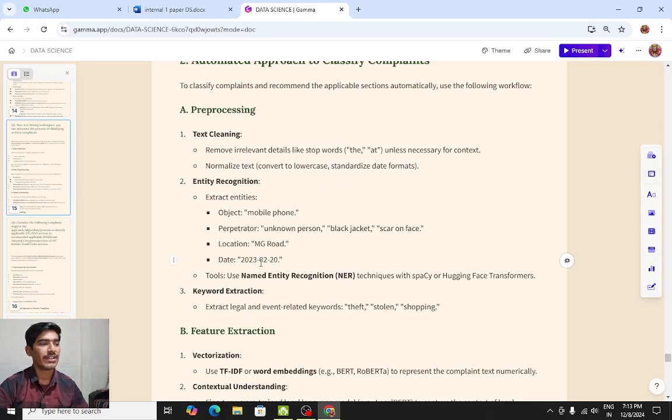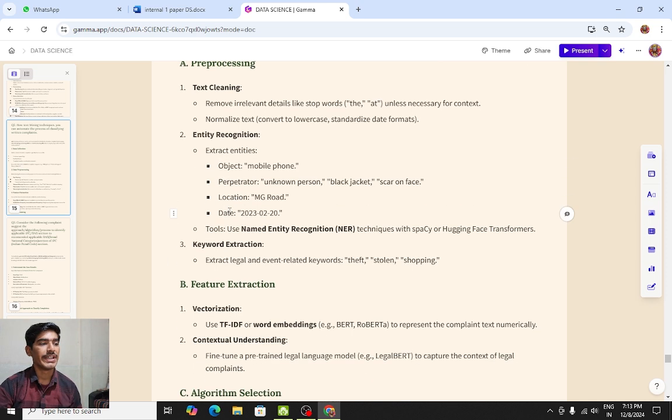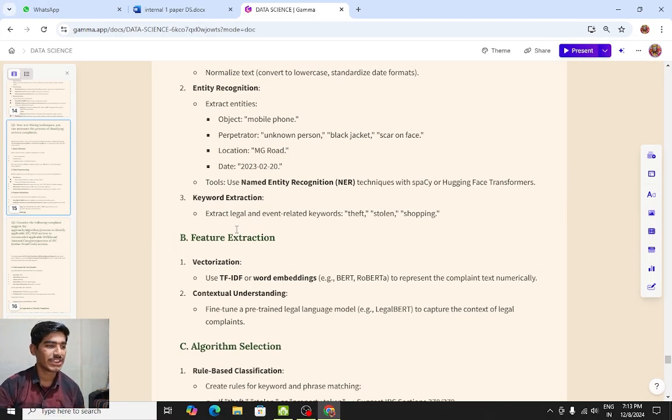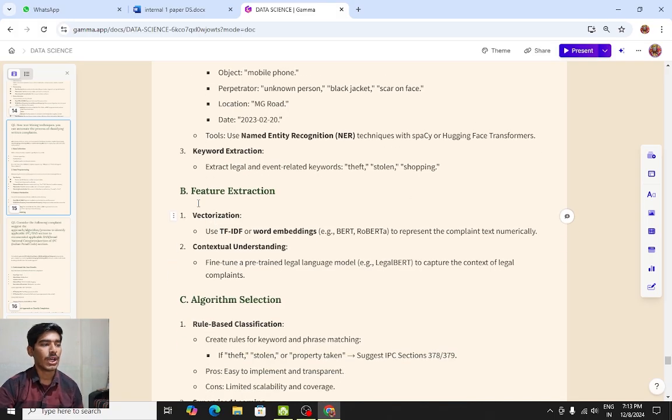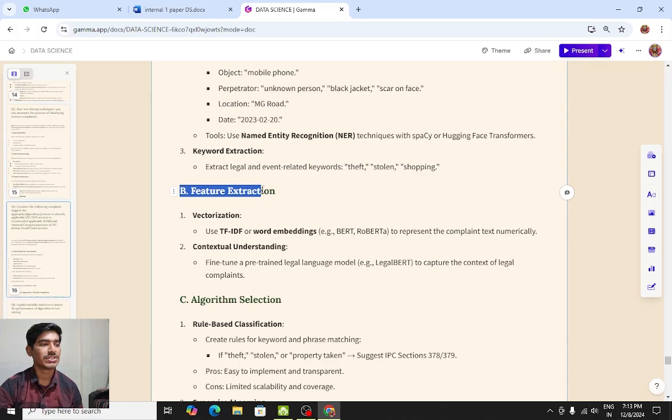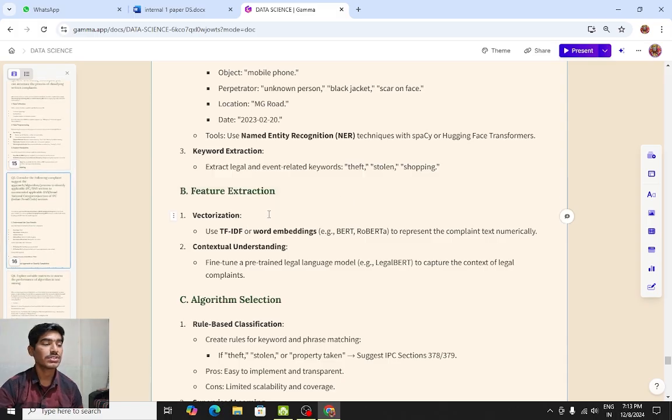Second is entity recognition. Extract entities: object, mobile phone, predator, location, and date. Now the third is keyword extraction. Extract legal and event-related keywords: theft, stolen, shopping. Now the second point is features. Feature extraction: in feature extraction, there are 2 points, vectorization and contextual understanding.